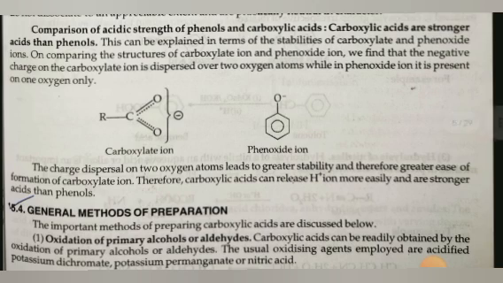Comparison of acidic strength of phenol and carboxylic acid. Carboxylic acids are stronger acids than phenol. This can be explained in terms of the stabilities of the carboxylate and phenoxide ions. On comparing the structures of the carboxylate ion and the phenoxide ion, we find that the negative charge on the carboxylate ion is dispersed over two oxygen atoms, while in the phenoxide ion it is present on one oxygen only. The charge dispersal on two oxygen atoms leads to greater stability and therefore greater ease of formation of the carboxylate ion. Therefore, carboxylic acids can release H+ ion more easily and are stronger acids than phenol.